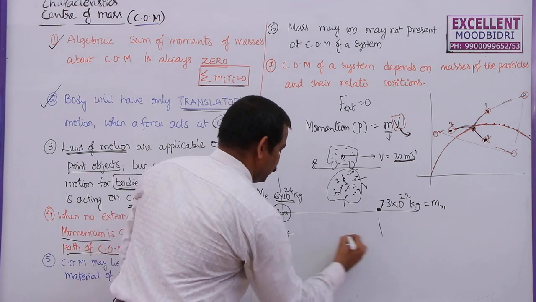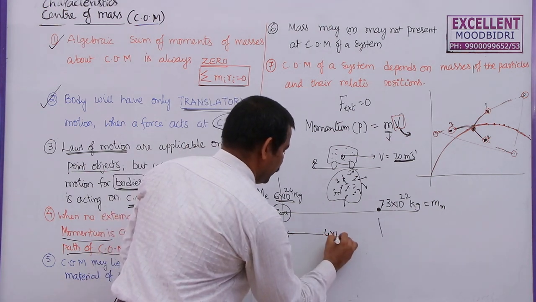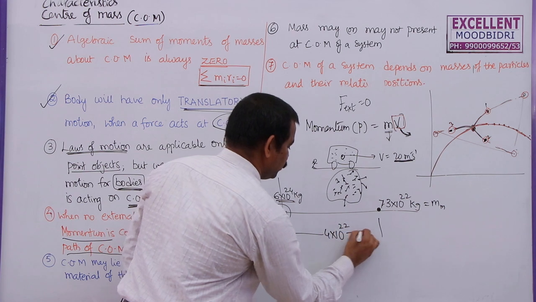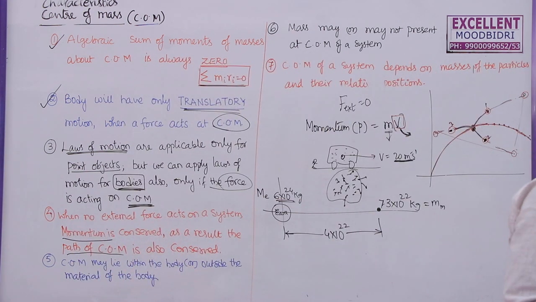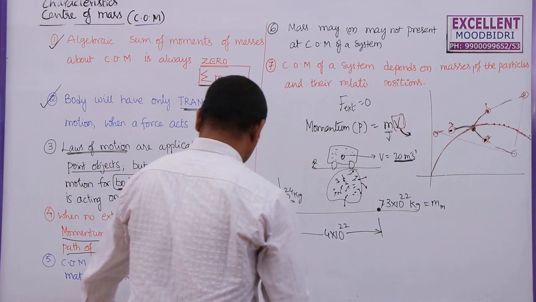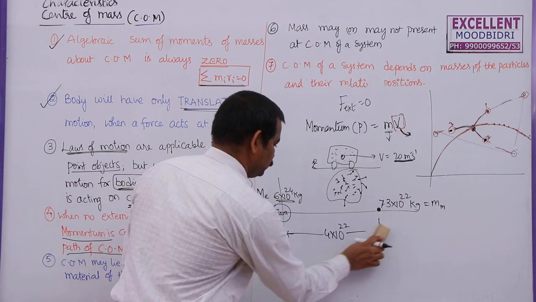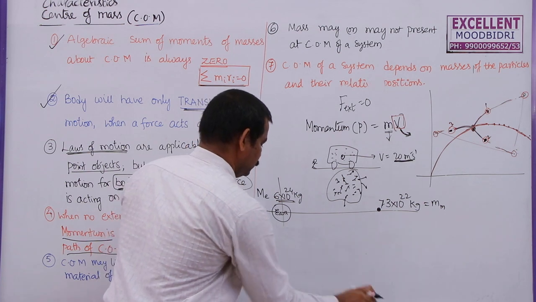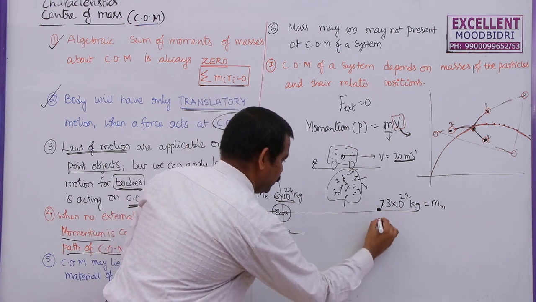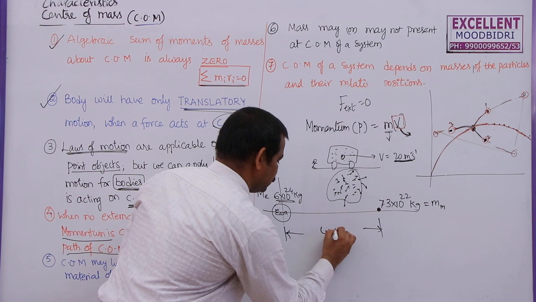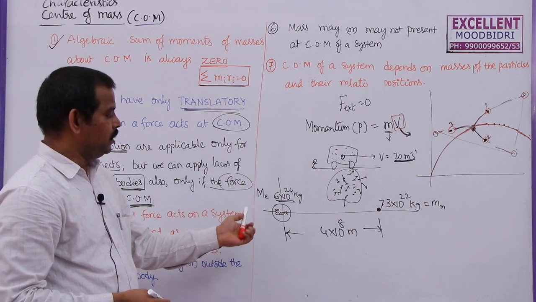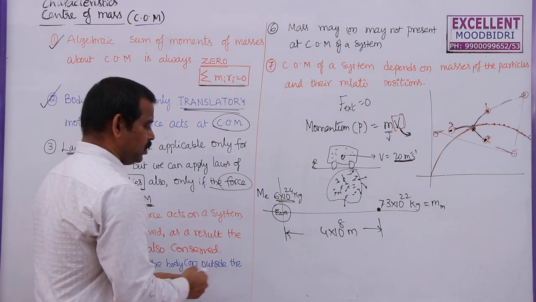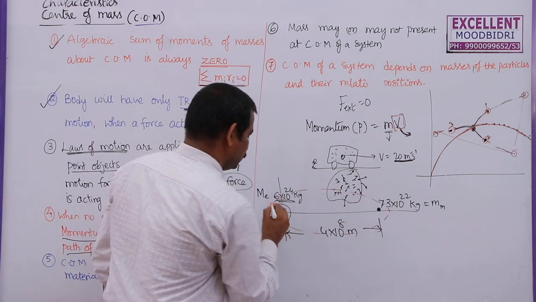In this problem, the earth and moon are separated by a distance of 4 into 10 power 8 meters. So how are you going to get the center of mass of this earth and moon system? Earth and moon is a system.